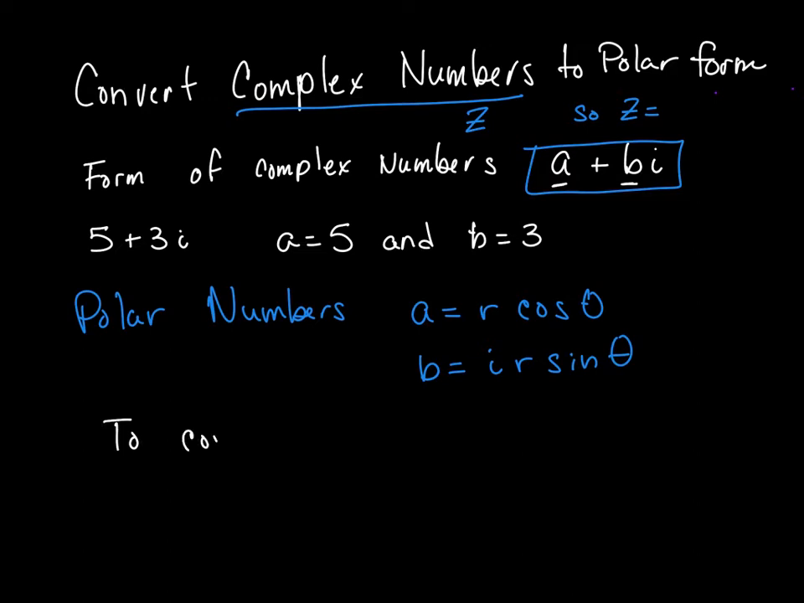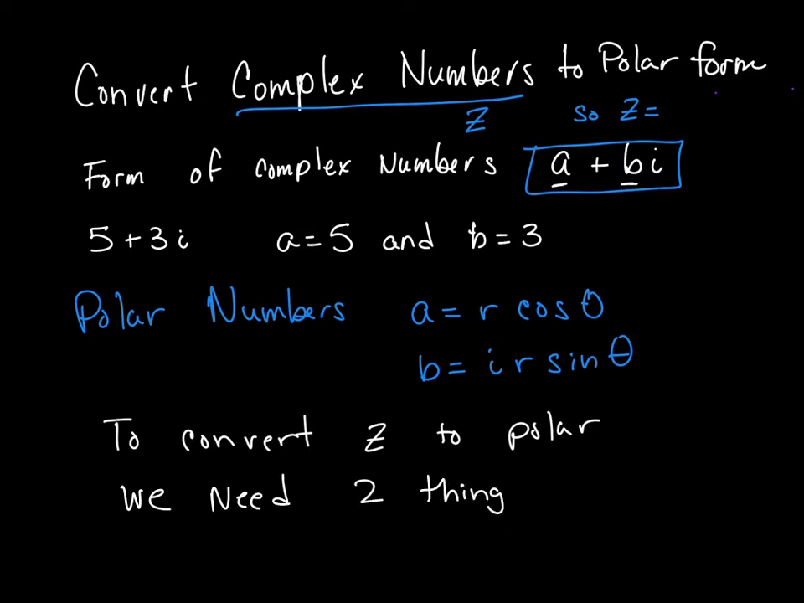So to convert the complex number z into polar form, we need two different things. If we look back up at the equations for polar, you see that the two things that we need are both r and theta. On the next slide we'll go ahead and do two examples.